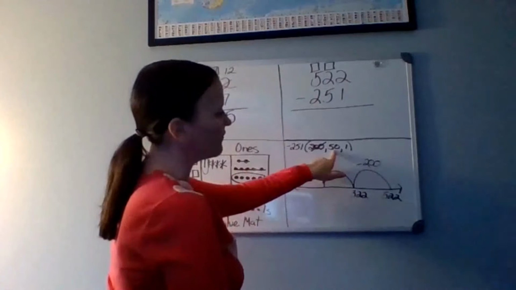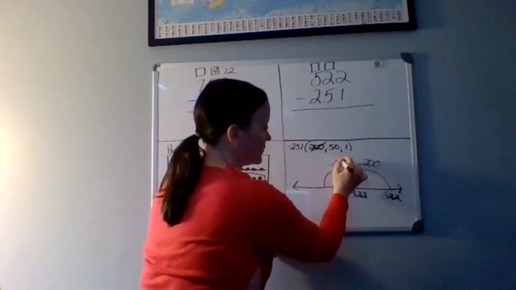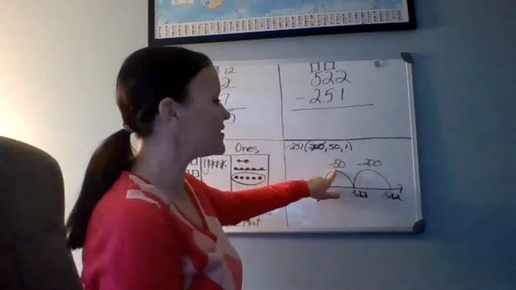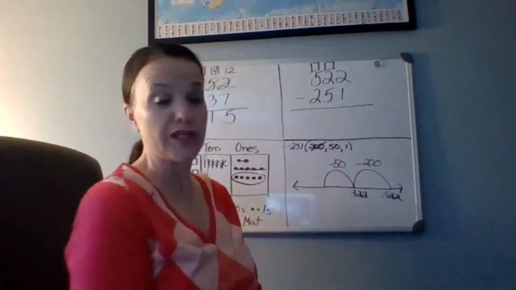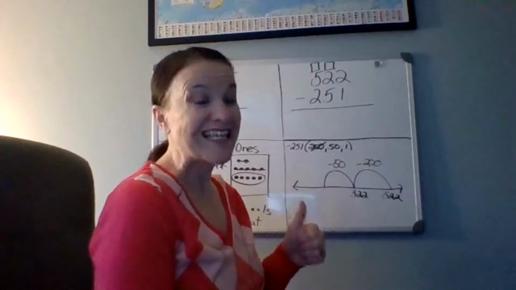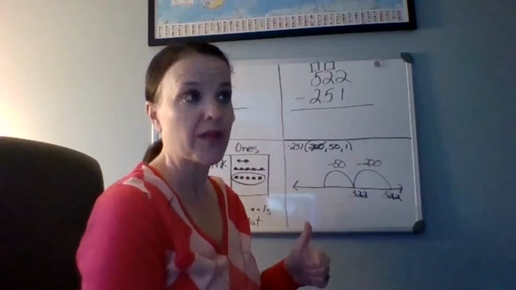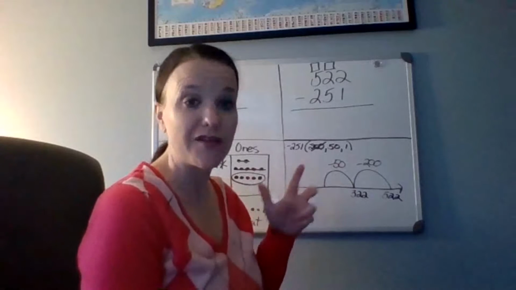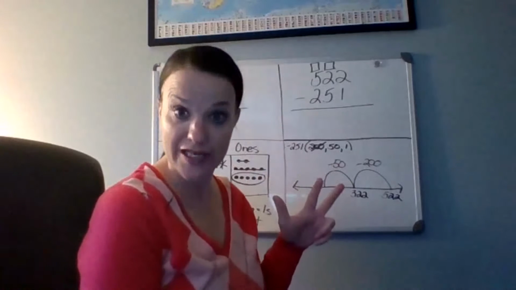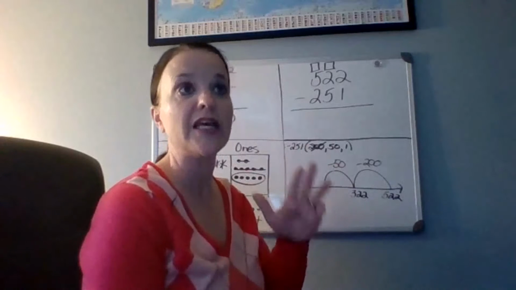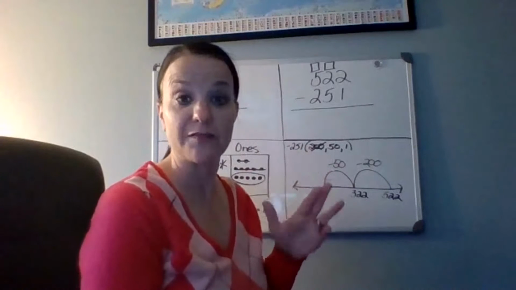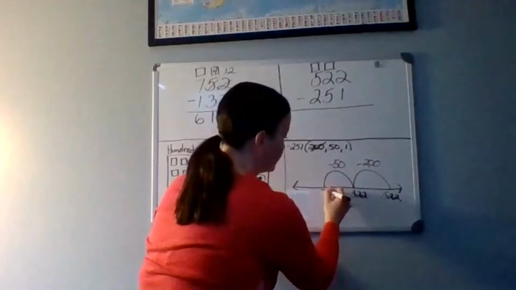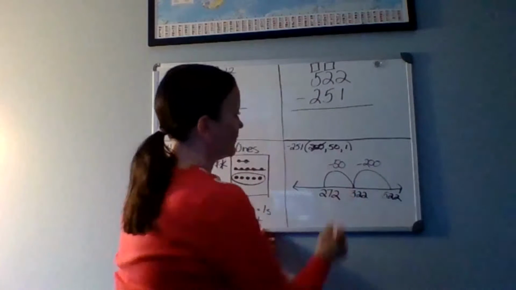Okay, so I'm going to do a 50 hop. I'm going to subtract 50. All right, so I have 322, and I want to subtract 50. So if I have 322, if I subtract 10, that's 312. If I subtract another 10, that's 302. If I subtract another 10, that's 292. If I subtract another 10, that's 282. And if I subtract one last 10, that's 272. Okay, did the 50.